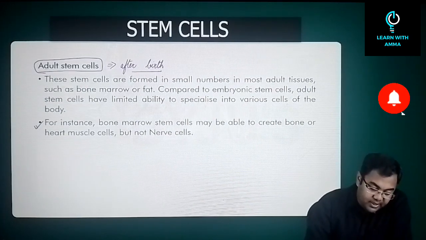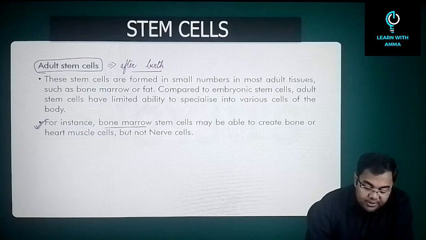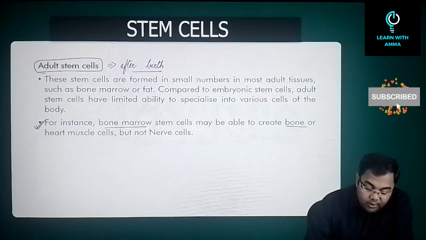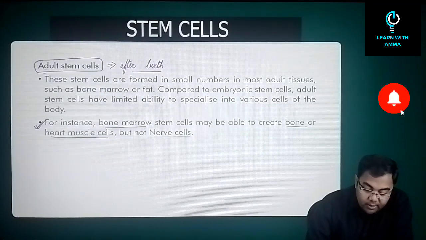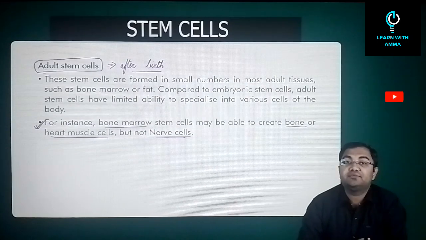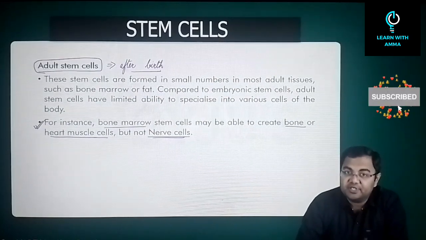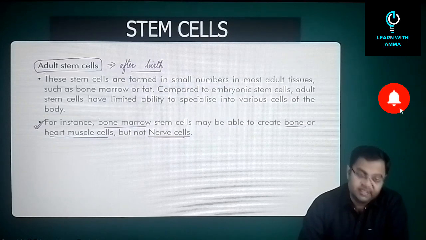So for example, if you look at this sentence, bone marrow stem cell may be able to create bone or heart muscle cells, but not nerve cells. So that's why they would have a limited ability to specialize as compared to embryonic stem cell.